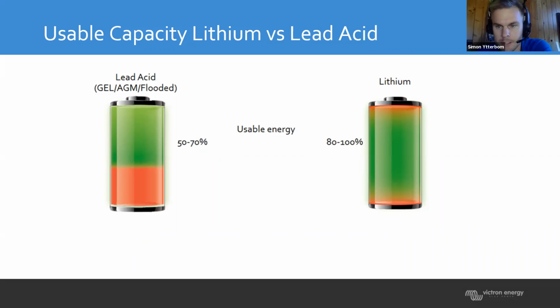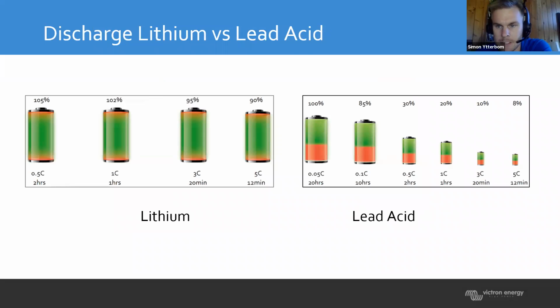If we're discharging a lead battery in 2 hours, we have about 30%, and we only have half of that, the 50%, so 15 amps in that battery, versus a lithium where we have the full capacity.